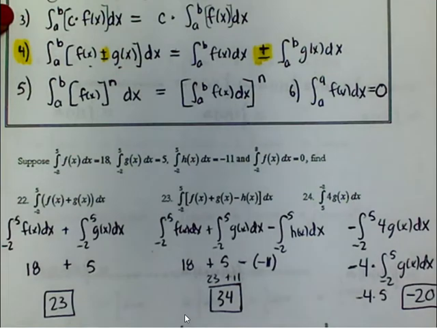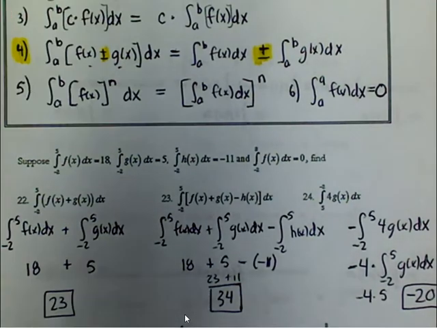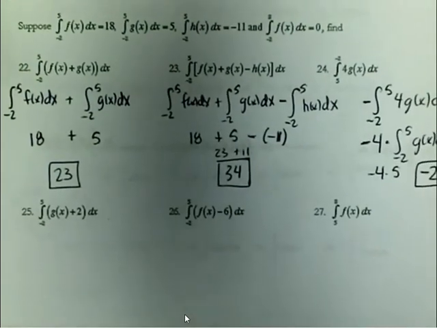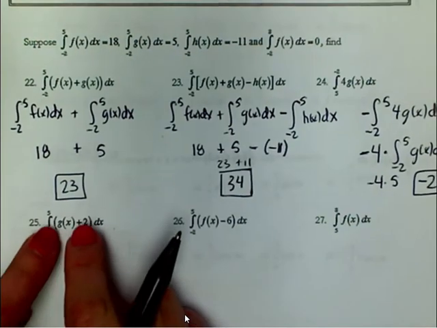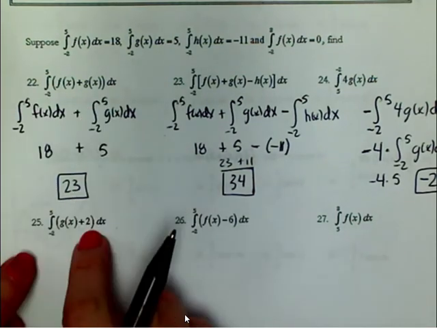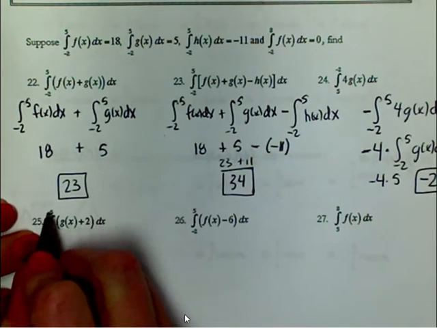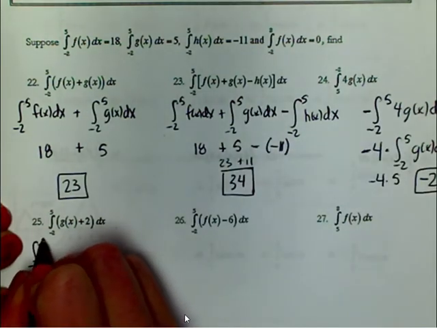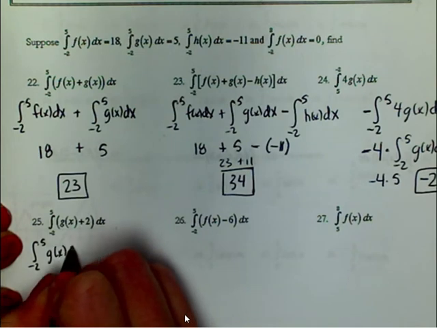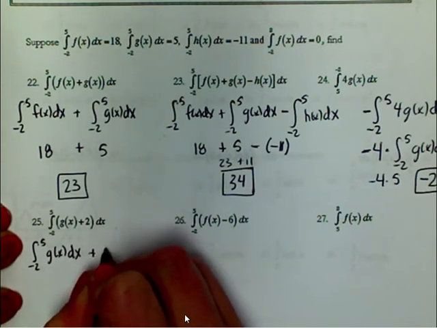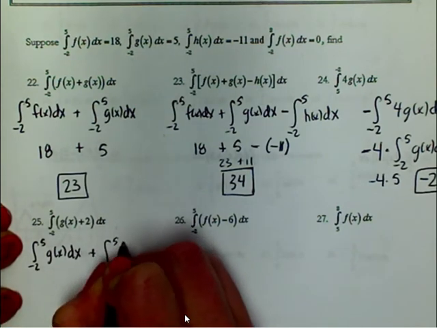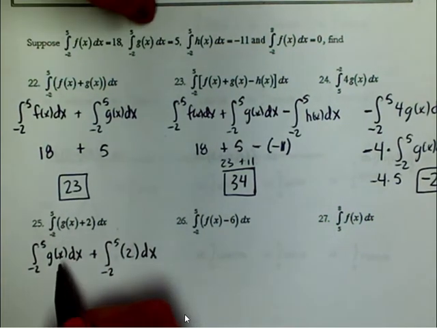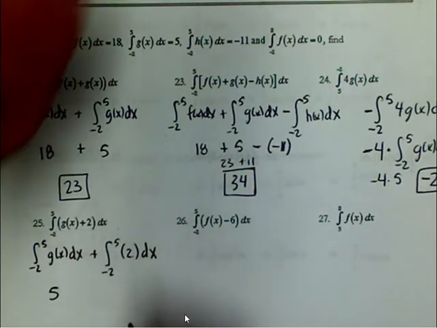Negative 20 is the result. Let's look at the next row. Oh, this is different. Instead of having two functions, I have g of x and a plus 2. Negative 2 to 5, so it's in the same order. So I'm going to start by separating it. Negative 2 to 5 g of x dx plus negative 2 to 5 2 dx. Well, g of x dx comes from here, and that's a 5.